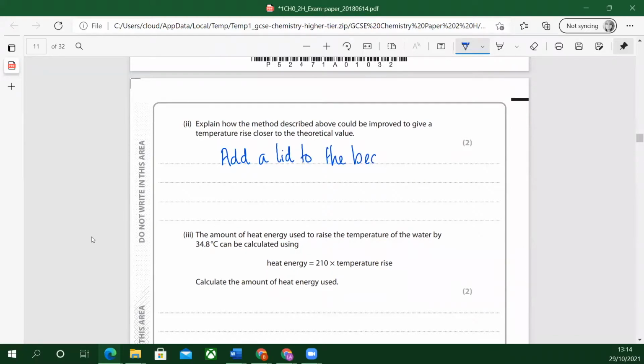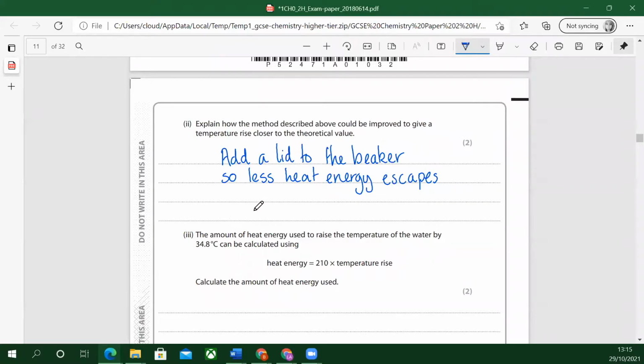It's escaping from the water too. That's why it's such a difference. So it's escaping a lot of places. Okay, so less heat energy escapes. Okay, 1 mark for saying a lid, 2nd for saying less heat energy escapes.